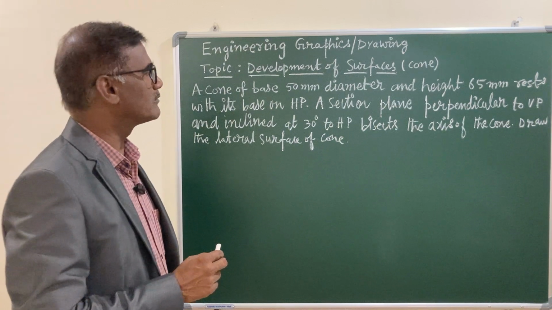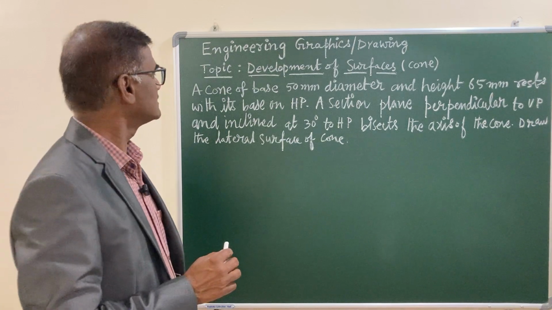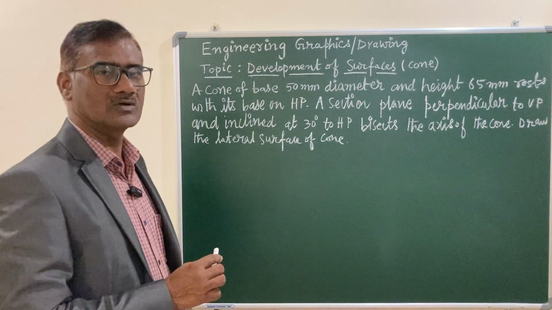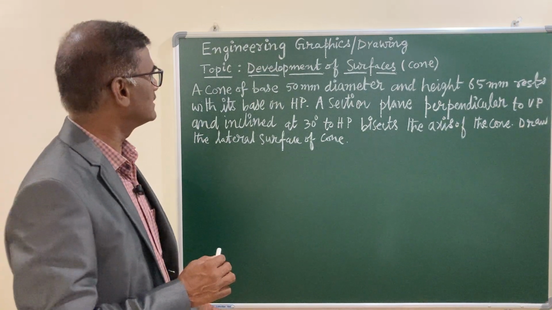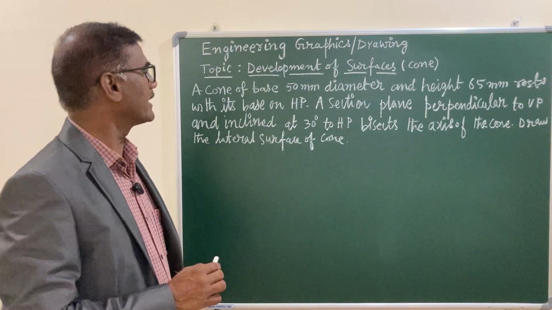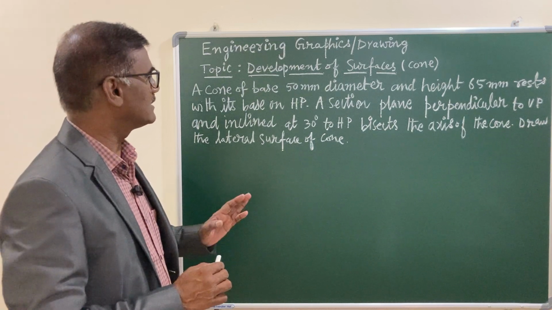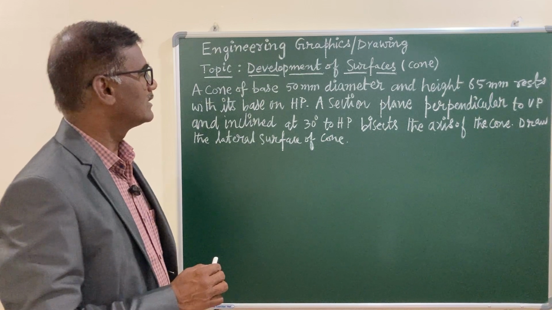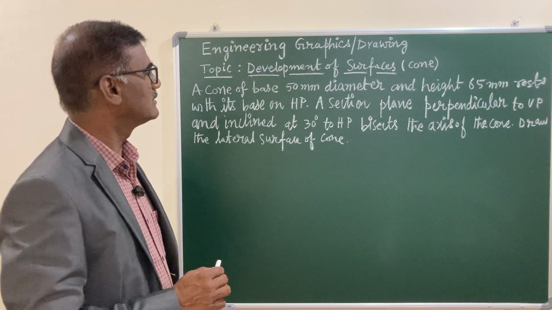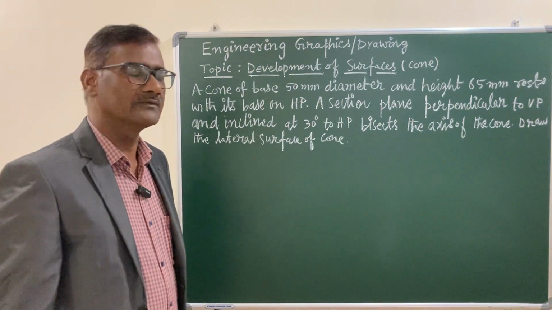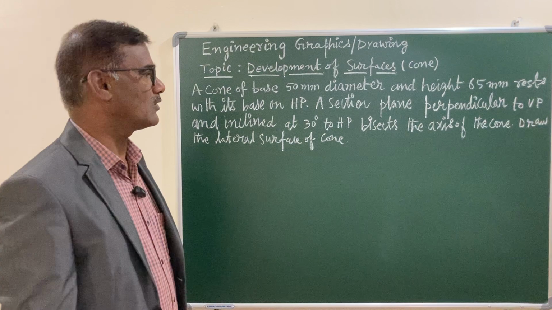You have to solve this problem in three steps. These three steps include: first, you draw the projections of the solid in simple position. The second step is to draw the cutting plane, that appears as a line in the front view, and then locate the points of intersection. And the third step is to proceed to the development of the lateral surface of the cone.